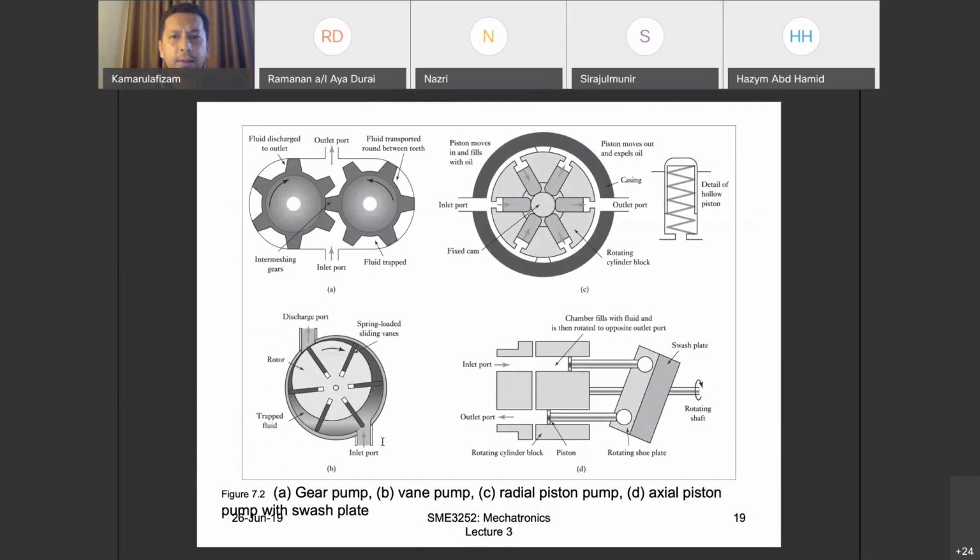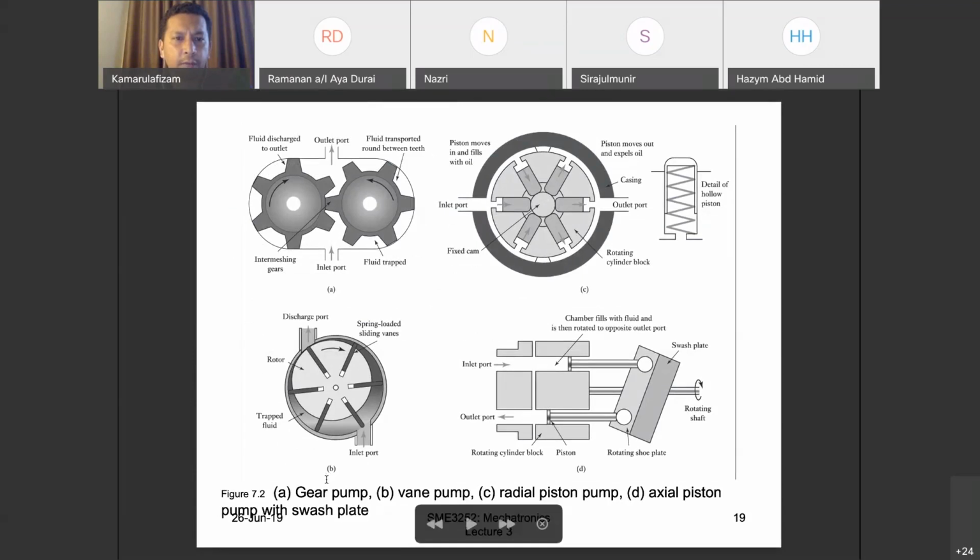This is again summarizing the pump tadi. A, we have a gear pump, inlet and outlet. Macam mana pressure build up on this side and pressure drop on this side. So this thing will induce and create flow. B is a vane pump. Ada inlet port dan juga discharge port. So benda ni berpusing. Sliding vane ni dia akan create low pressure and high pressure.